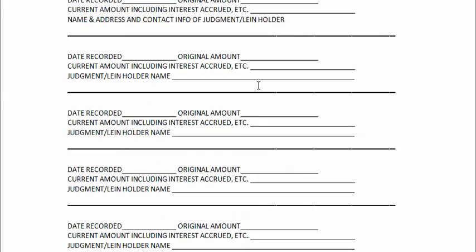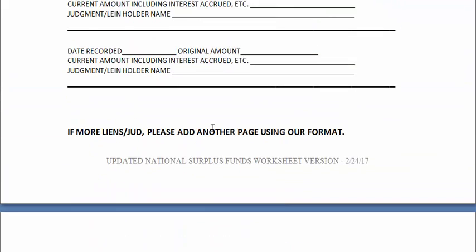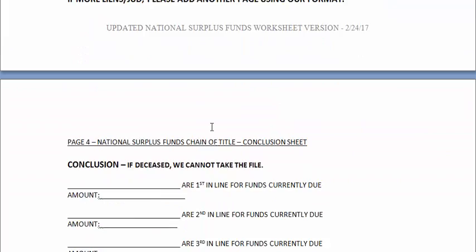And you got all the judgments. We went into detail as to how to calculate the current amount, including interest accrued and all that, their name, the original amount, and when that judgment was recorded, okay? If it's not satisfied, we want to know about it.